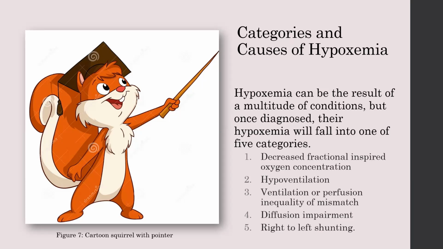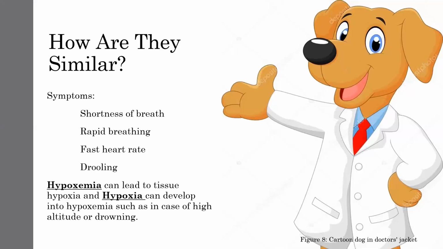So are these conditions similar? In short, yes. There's some overlap in these patients. How are they similar? In symptoms, they may experience shortness of breath, rapid breathing, fast heart rate, and some may be drooling. Also, it should be noted that hypoxemia can lead to tissue hypoxia, and conversely, hypoxia can develop into hypoxemia. Typically, the latter is due to high altitude or drowning victims.